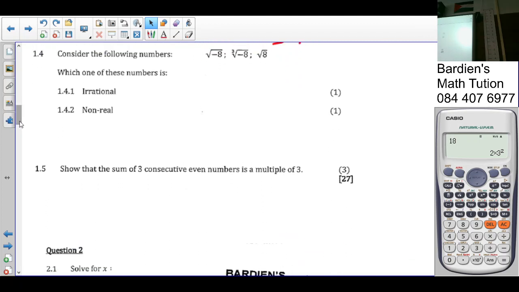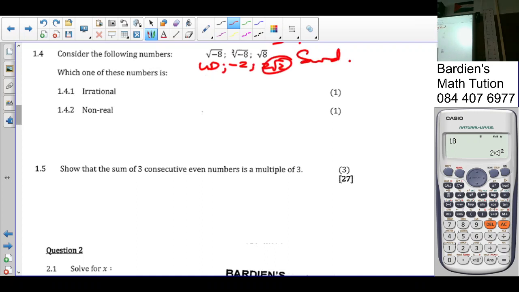People, let's look at number 1.4. Consider the following numbers. The square root of negative 8, this is undefined. That is going to give you negative 2. And this is going to be 2 root 2, which is a surd. Alright, let's see. Which of these numbers is irrational? The square root of negative 8 is actually non-real and not undefined.